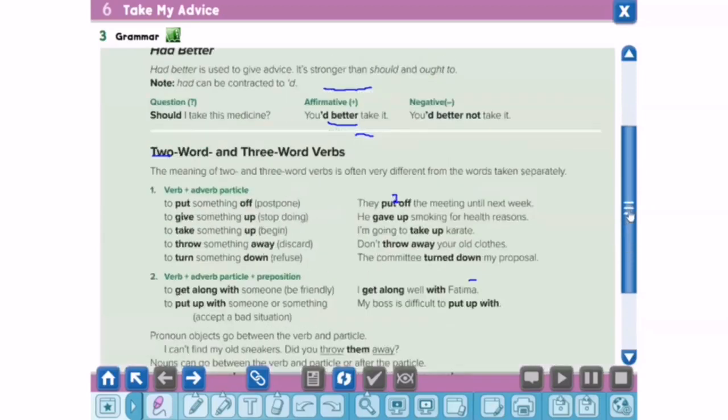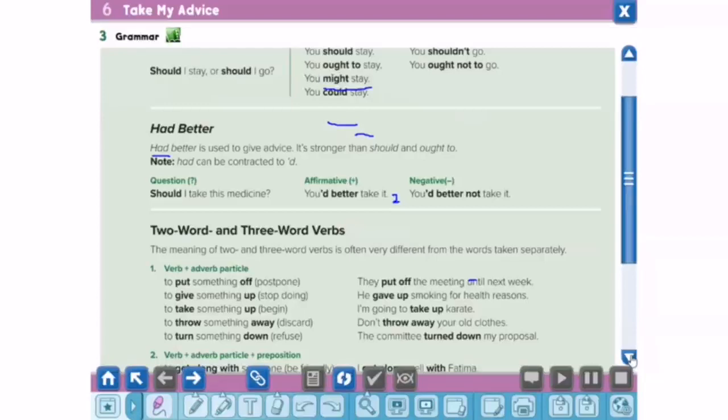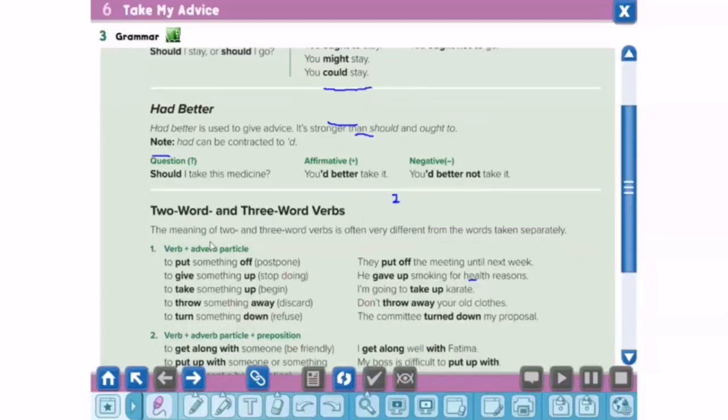So, in our lesson today, we started with how we can use modal auxiliaries in questions, affirmative and negative, and how we use had better, and what are the three word or two-word verbs.